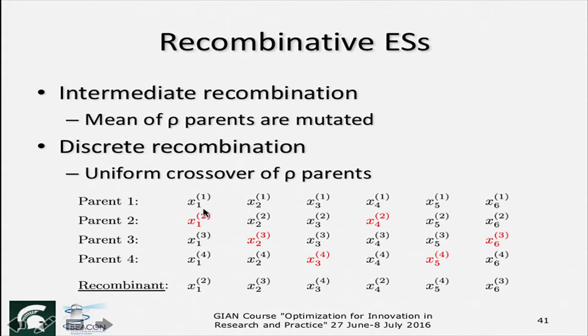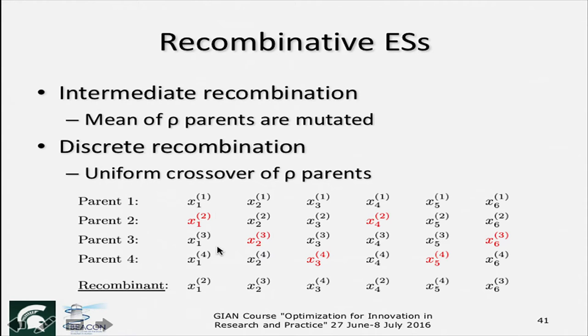And then what you do is go variable by variable and choose one at random. So this is the intermediate. This is discrete. Let me talk about the discrete first. You just pick one out of the 4 at random. For example, I may pick this one, I may pick that one, and so on, some combination of those. Then you created a new child. That's a recombinant child, and now you are going to apply that Gaussian mutation on this. Is that clear?